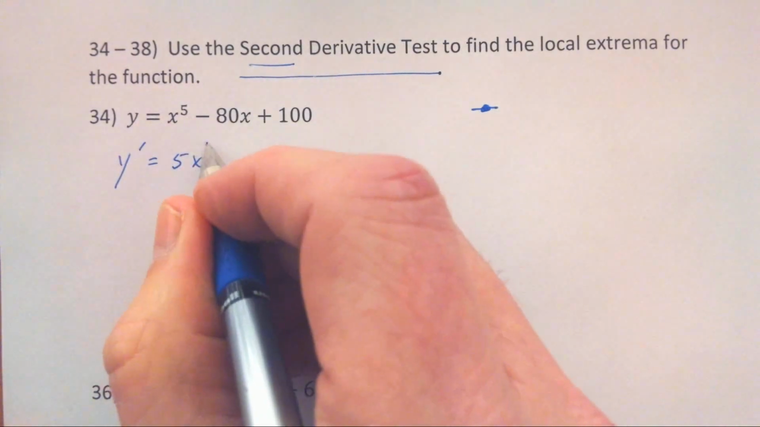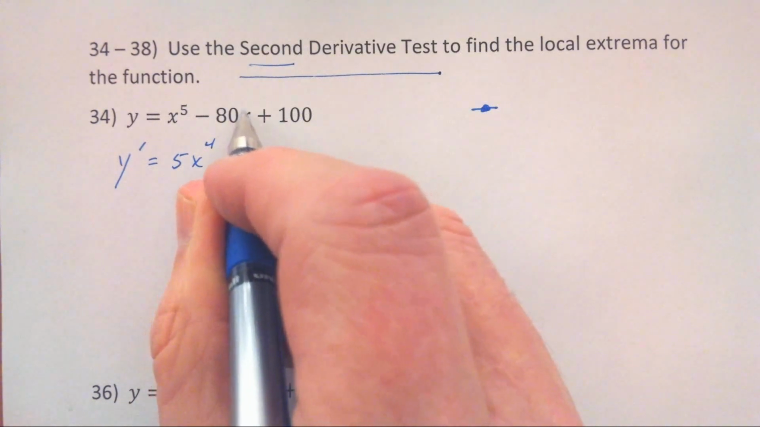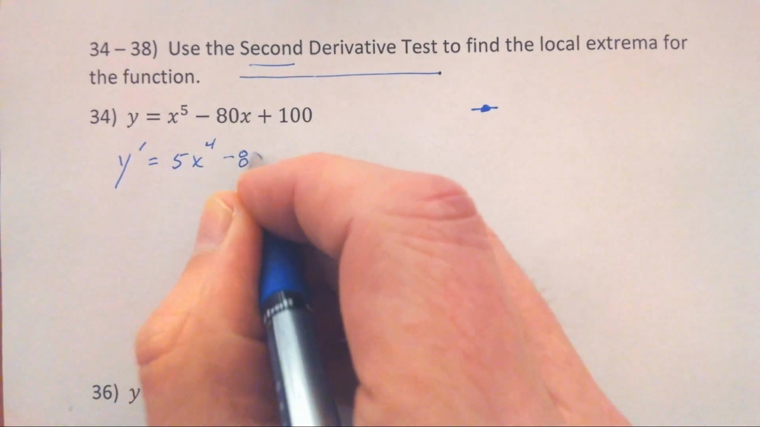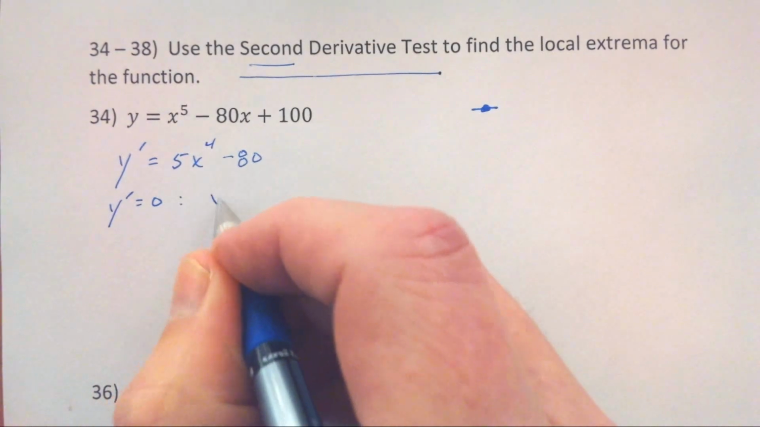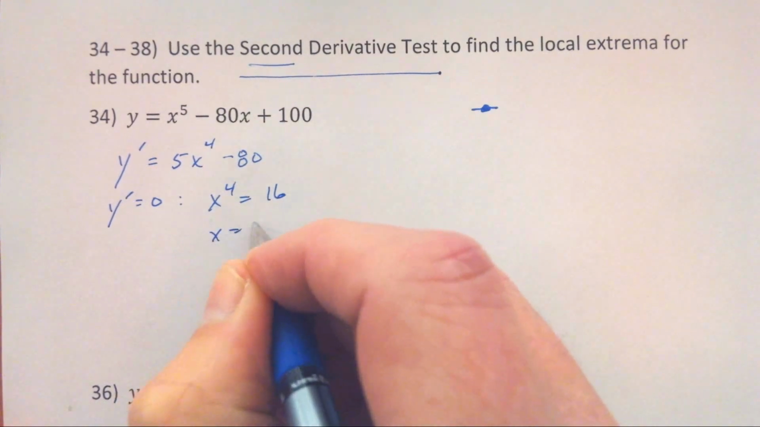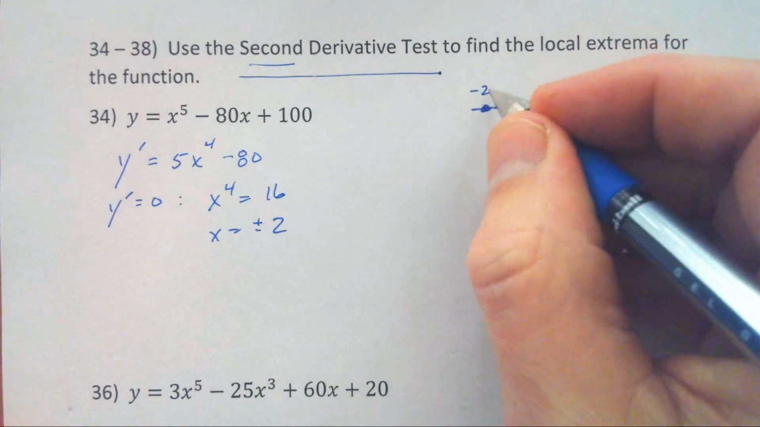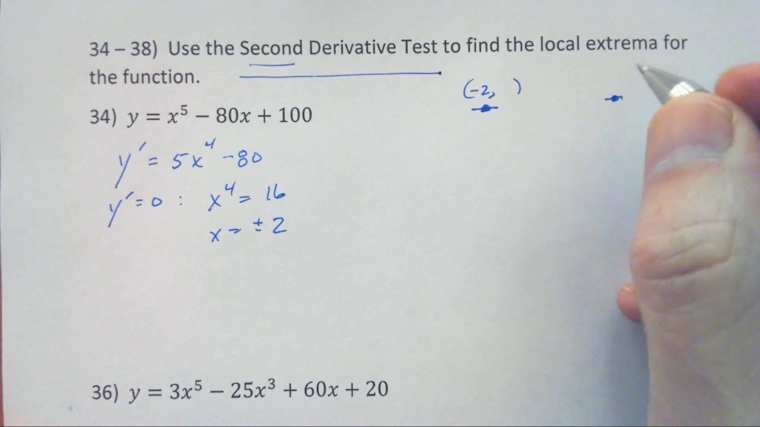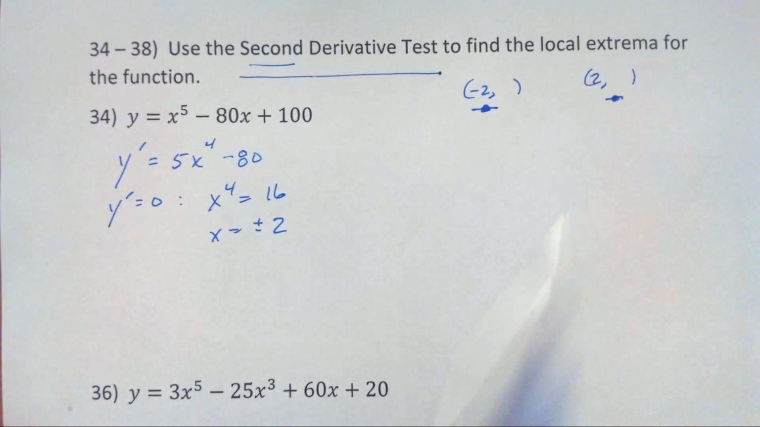In your book, by the way, this says x to the 5th minus plain old 80 plus 100, but that was a typo. There should have been an x in there. So I get 5x to the 4th minus 80. If I want to know when y prime equals 0, which I do, I get x to the 4th equals 80 divided by 5, 16, so x equals plus or minus 2. So we have a point at negative 2 where it's leveling off. We have another point, might not be leveling off at the same height, at 2 where the function is leveled off.